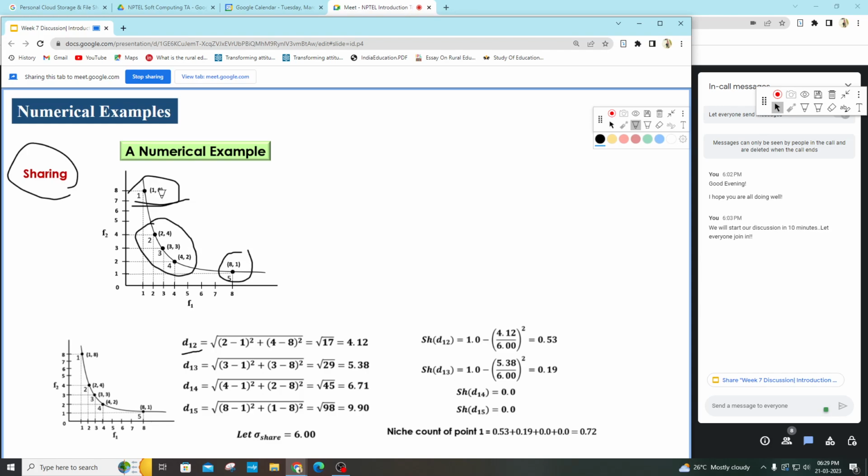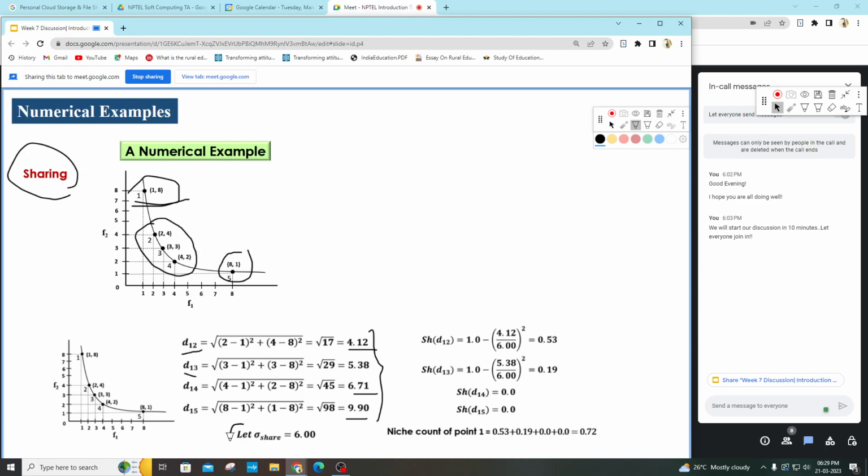By this you can find out the distance between this point and this point, and this is coming 4.12. Similarly, you can find the Euclidean distance of the first point with respect to the third point, then the fourth point, and finally the fifth point. So these are your values: D12 is 4.12, D13 is 5.38, D14 is 6.71, and D15 is 9.90.